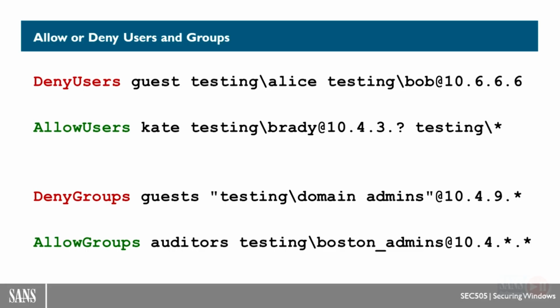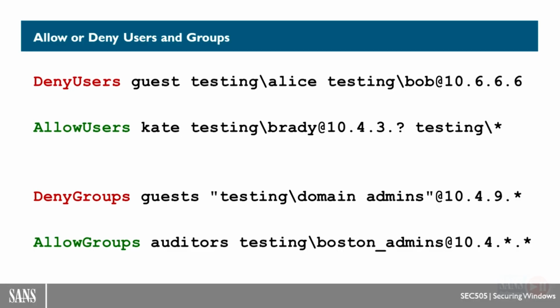Now what about for groups? As you can see down on the third line, we're denying the guest group and the domain admins group, but only when you are a member of the domain admins and you are coming from a source IP address that begins with 10.4.9. And then for the allow groups at the bottom, again, we're allowing the auditors local group and the Boston admins global group from the testing domain, but only if you are a member of the Boston admins group and you are coming from a source IP address that begins with 10.4. Notice that you can use multiple wildcards separated by the periods.